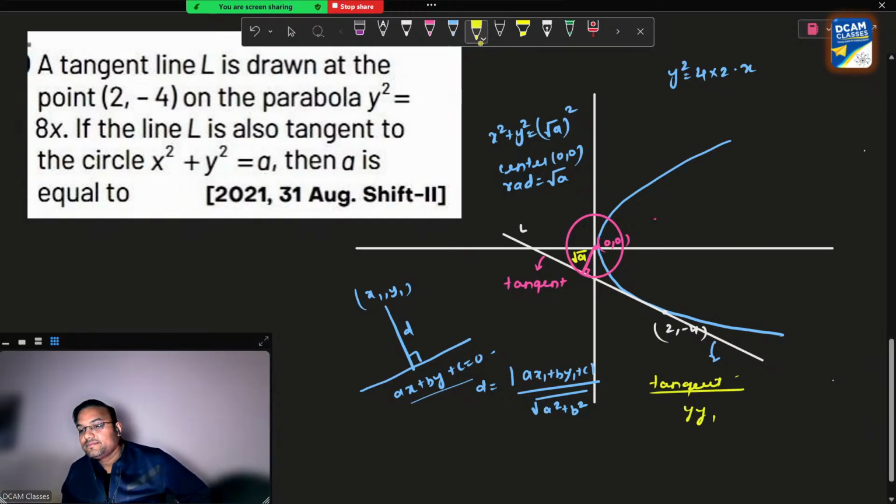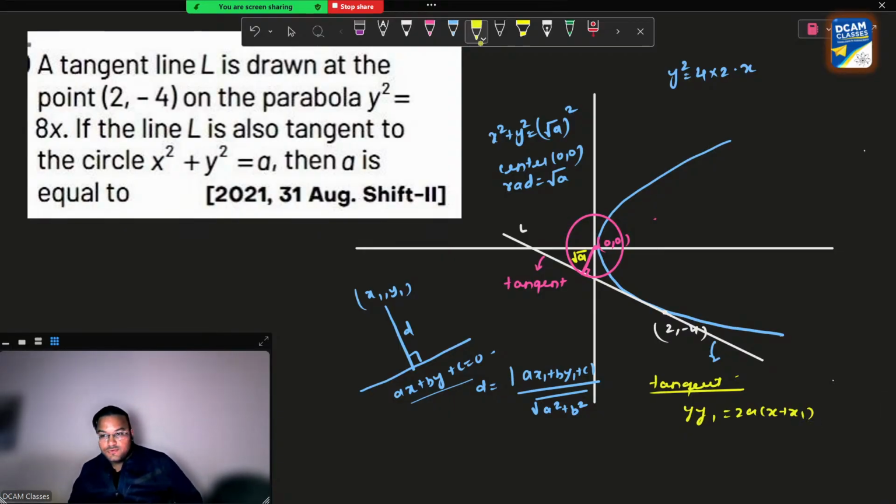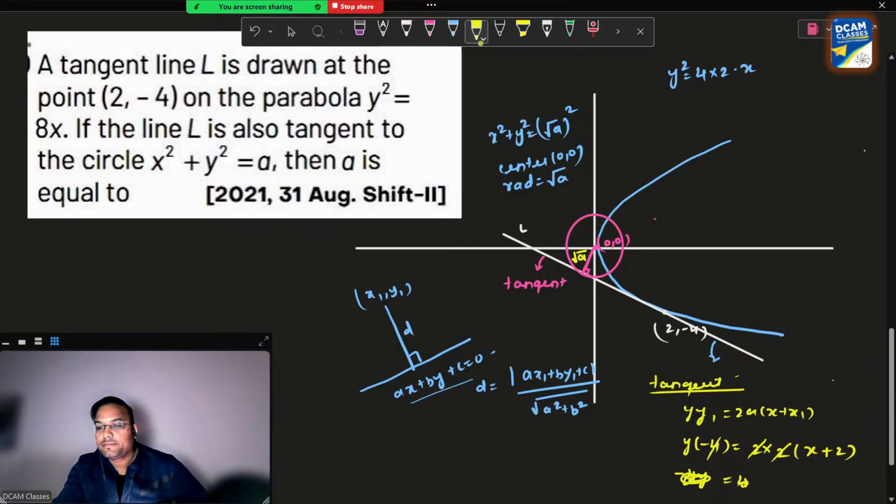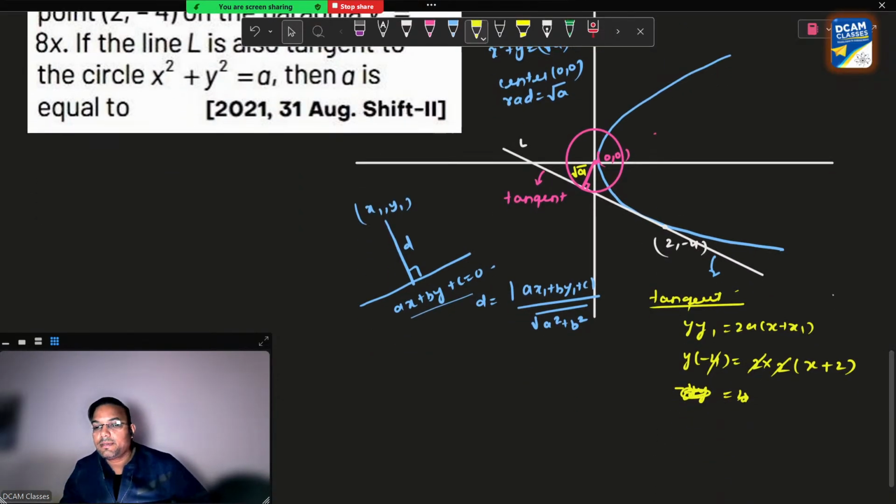y by 1 is equal to 2a into x plus x1. There it is 2, correct. It will be y into, let me solve it. y is equal to minus 4, is equal to 8, 2 into x plus 2. So the equation of tangent will be minus 4y is equal to 4x. The 4 I can cancel out. So directly I'll write x plus y plus 2.